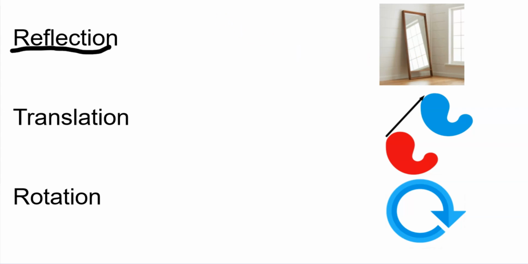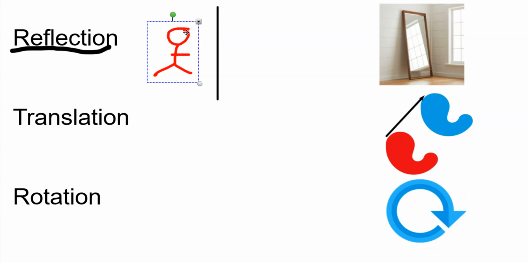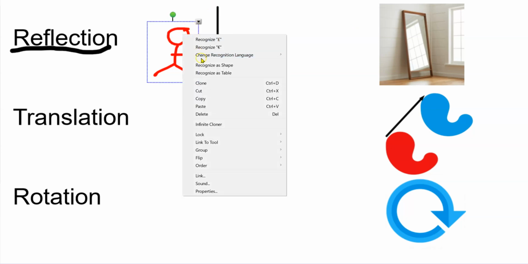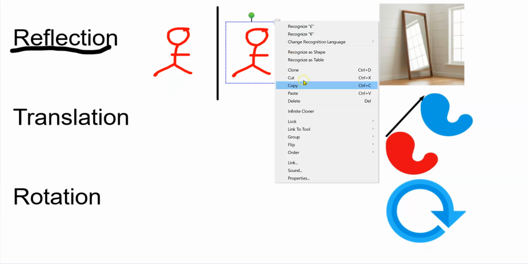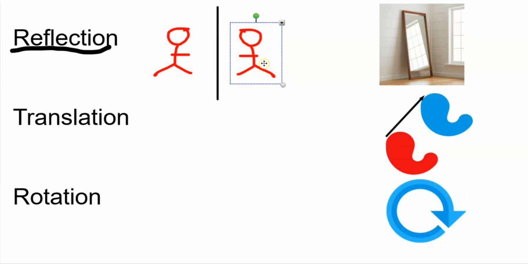So a rigid transformation called reflection would take a shape, say a stick figure, and it reflects it across a line, which might be a mirror, and it does so in a way that flips so that it's a mirror image. So a reflection of an image like the stick figure across this line might look like this.